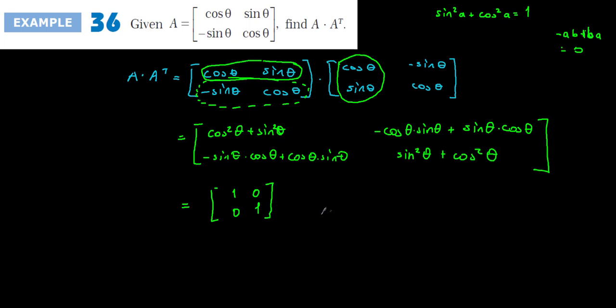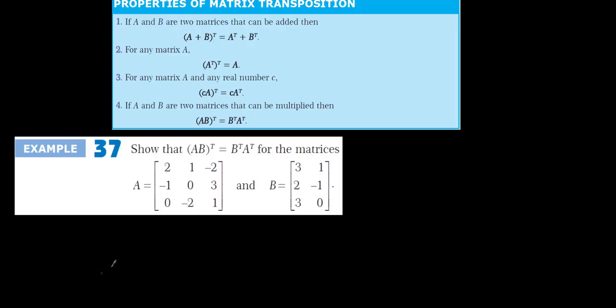That's why the result of A times A transpose becomes the matrix 1 0 0 1. Okay, let's continue with another exercise.